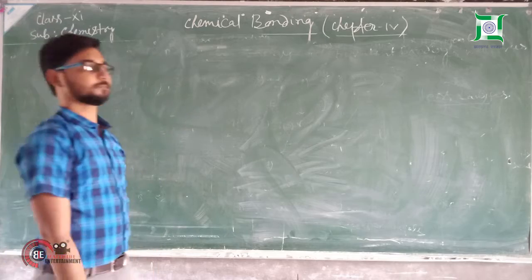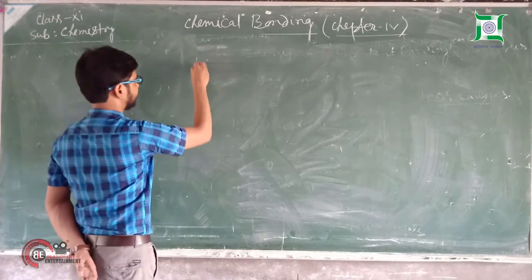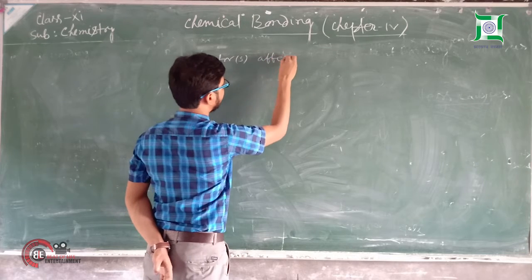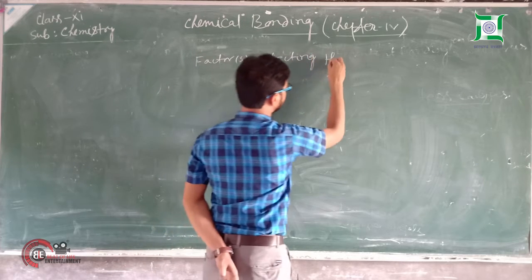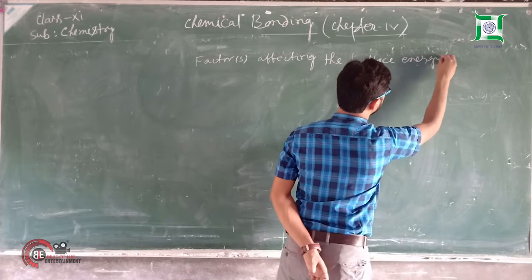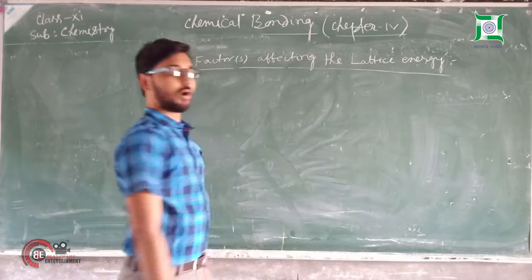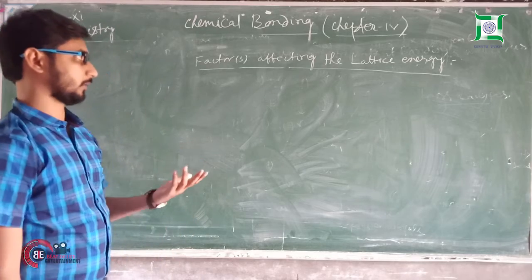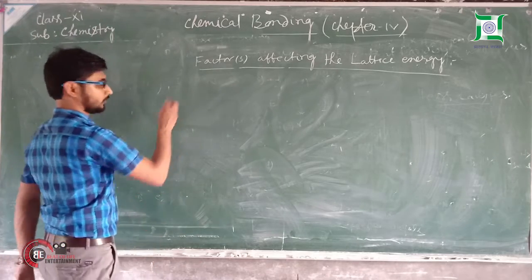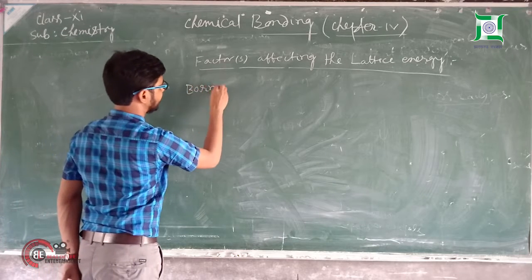Let us take the factors affecting the lattice energy of a molecule. To understand which factors lattice energy depends on, we can write an equation known as the Born-Lande equation.